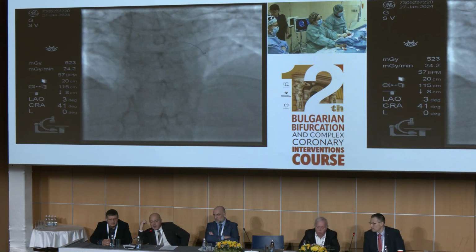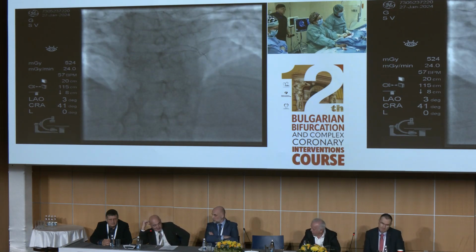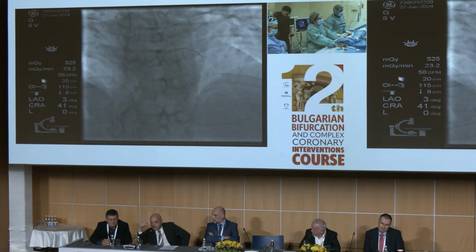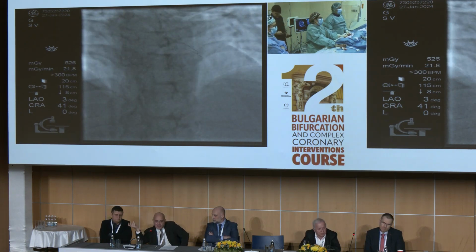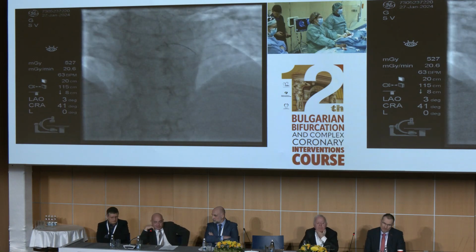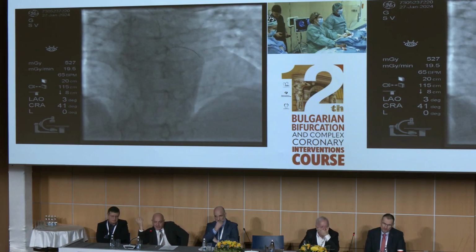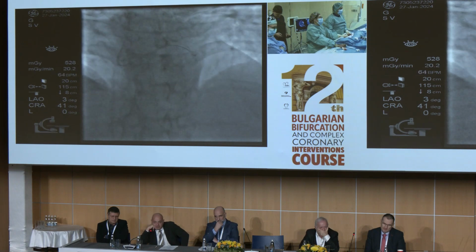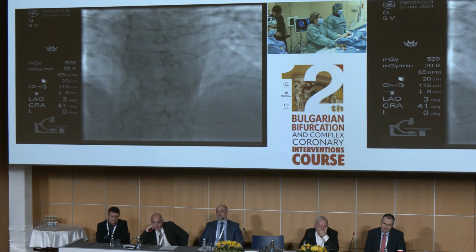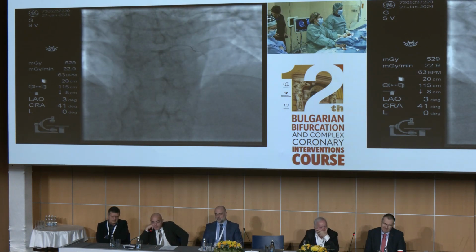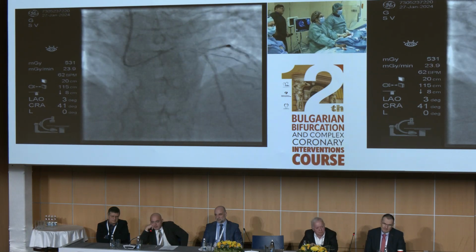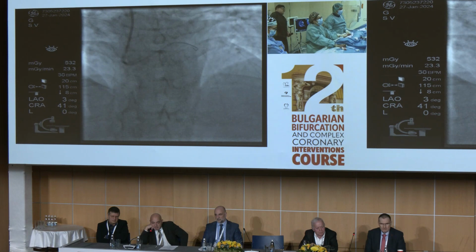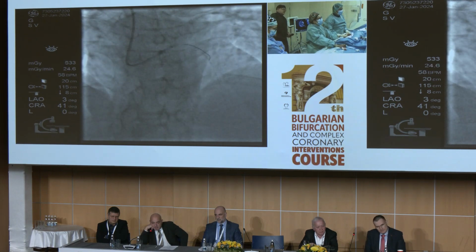A question: why are you trying now to re-enter the diagonal branch? If your flow is okay, just make an IVUS in the stent, and if it's okay, we finish the procedure. Why do we have to enter the diagonal if the flow is okay, if the contrast is passing well? Yeah, for safety, every time we go around the carina, we like to. This is the wrong one, the first one.